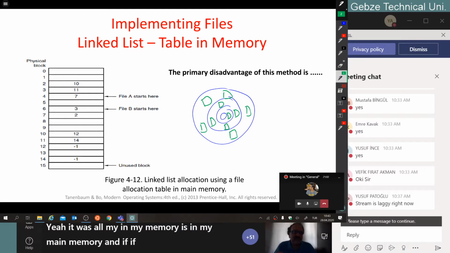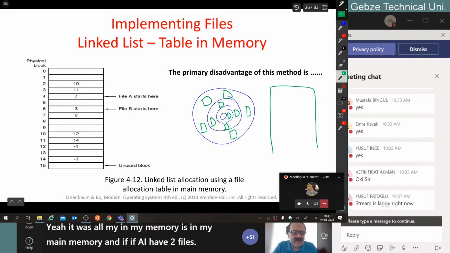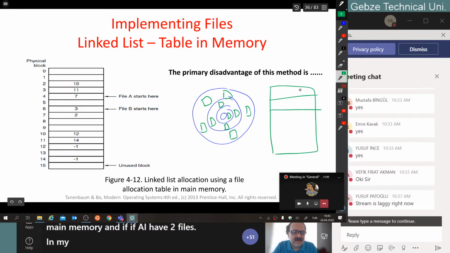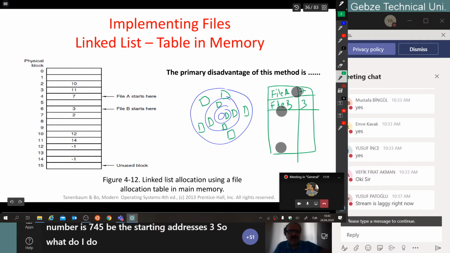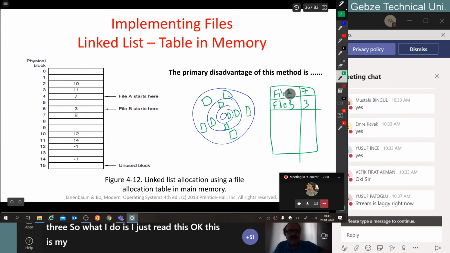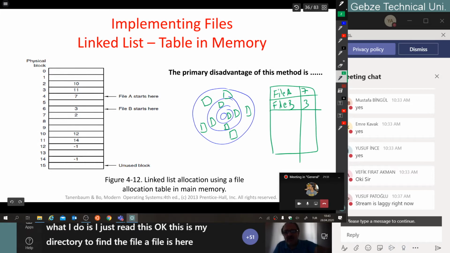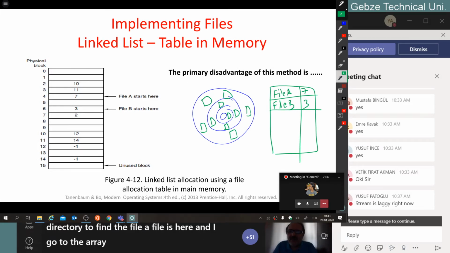if I have two files in my directory, then let's say this is my directory listing, file A and file B. For file A, the starting block number is 7. For file B, the starting address is 3. So what do I do? I just read this. Okay, this is my directory. To find where file A is, I go to the array of my blocks in my memory, and I follow the links there.